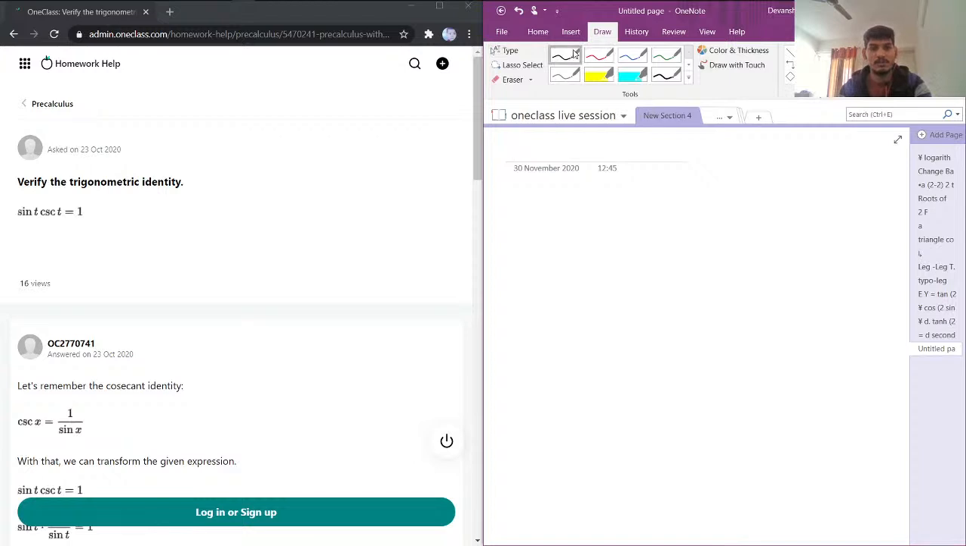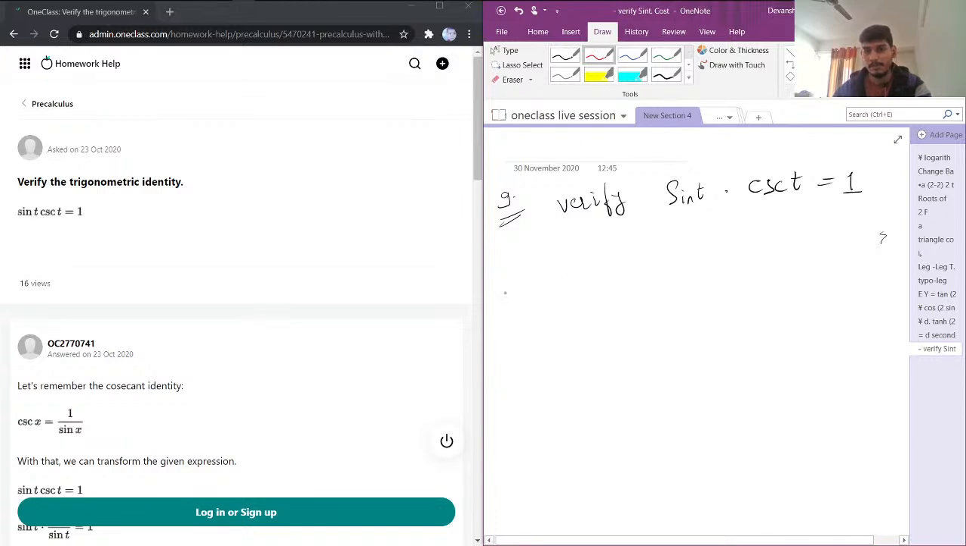So this will be my question number 9. We need to verify that sine of t times cosecant of t equals 1.